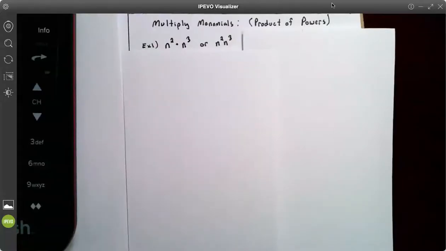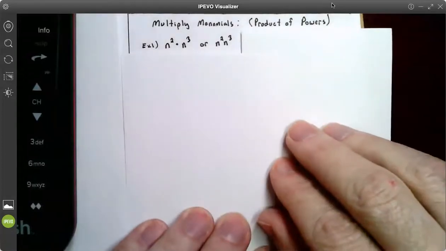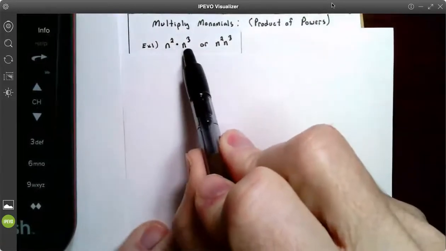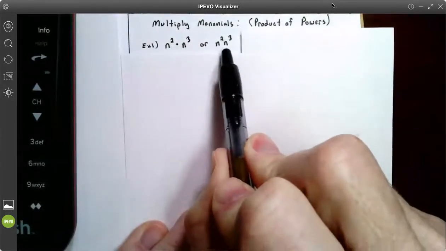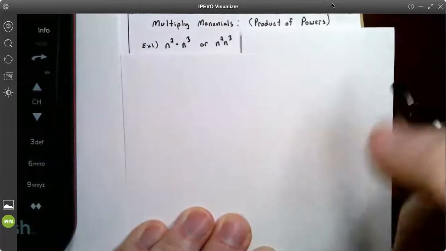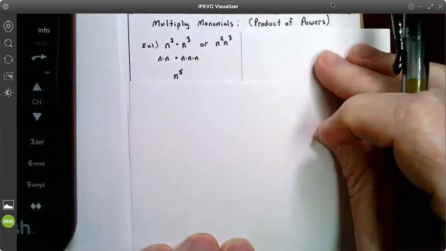This video is on multiplying monomials. When you multiply monomials with a common base, you add the exponents. So whether it's written n squared times n cubed like this or n squared times n cubed like this, you have a common base of n. When you have a common base, you add the exponents. 2 plus 3 would be 5.